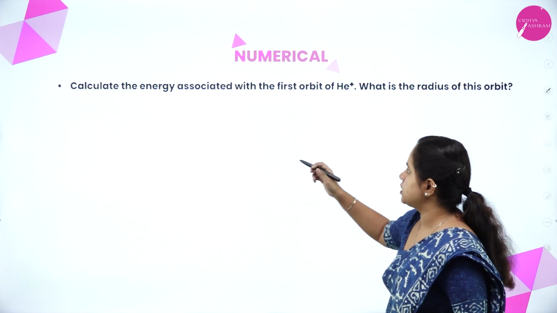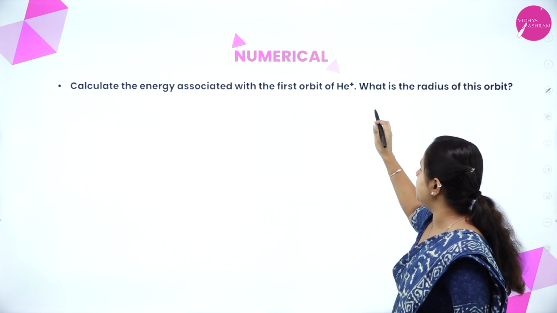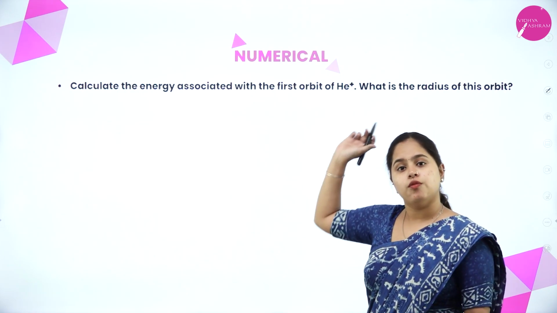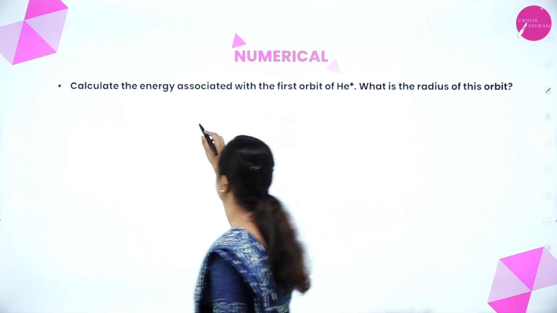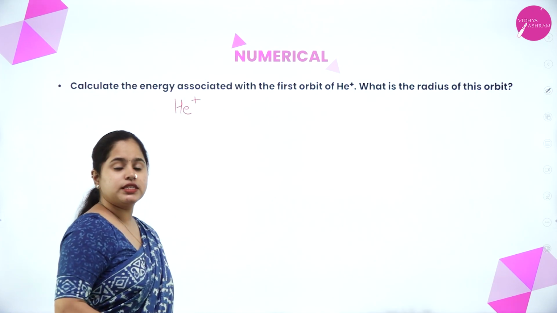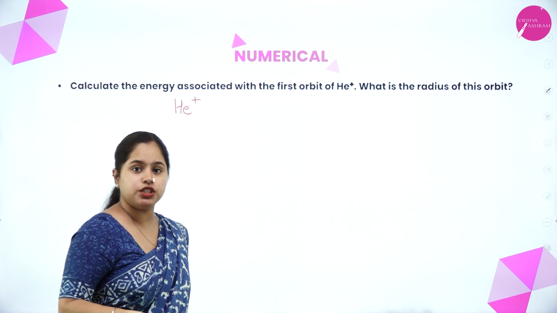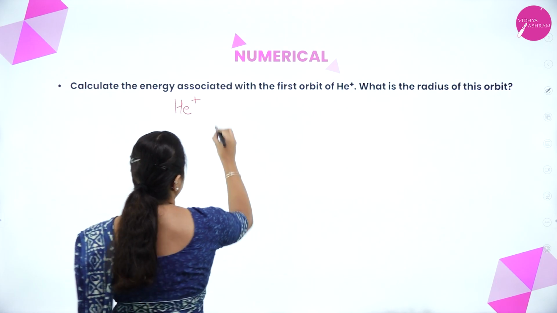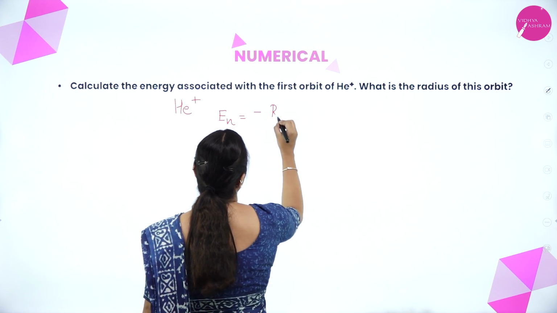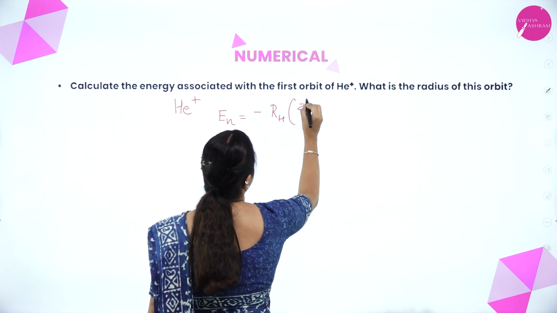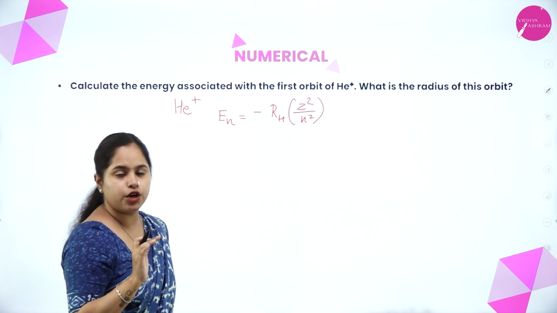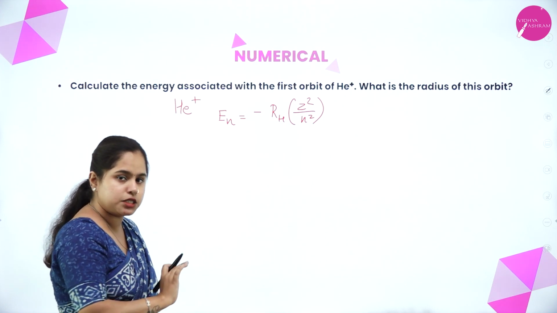Calculate the energy associated with the first orbit of helium plus ion and what is the radius of this orbit. So what is this helium plus ion? It is hydrogen-like species, right? So we studied how we can calculate the energy for hydrogen-like species. It is En equal to minus RH into Z square by N square. Yes, Z square is introduced there because it is hydrogen-like species.